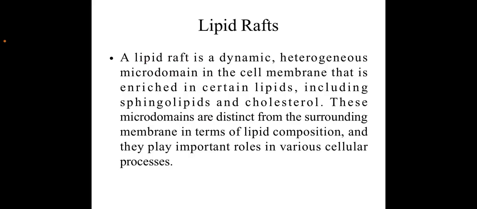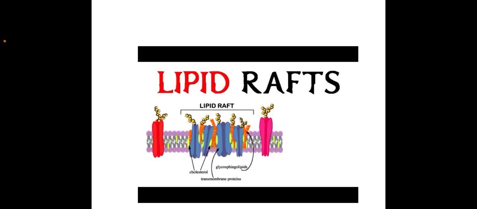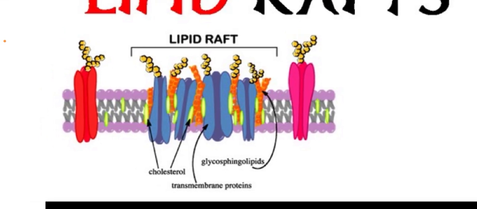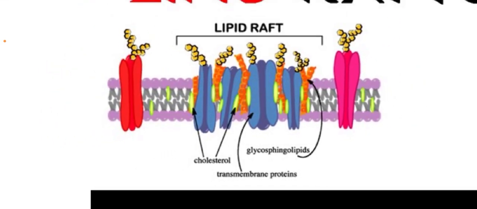A lipid raft is a dynamic, heterogeneous microdomain in the cell membrane, a small structure. Microdomain means small structure that is enriched in certain lipids including sphingolipids and cholesterol. These microdomains are distinct from the surrounding membrane in terms of lipid composition and they play an important role in various cellular processes. That is a lipid raft, a small microdomain inside the plasma membrane containing cholesterol and glycosphingolipids.